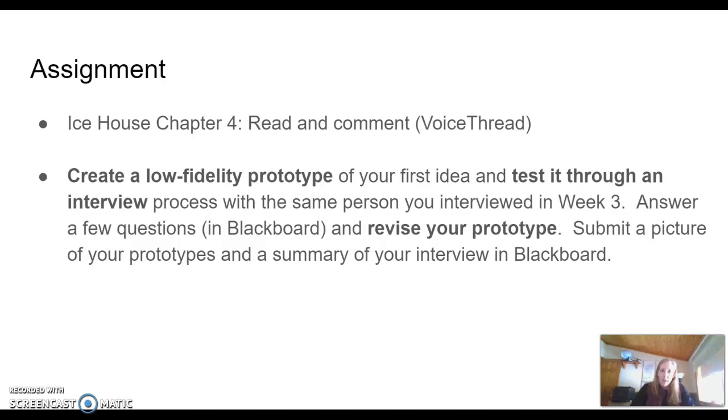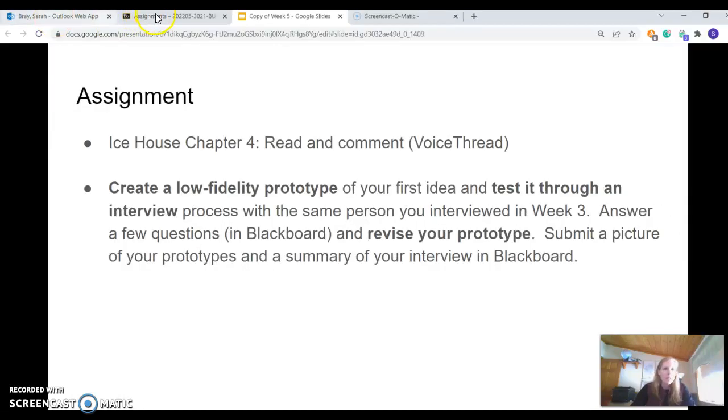So in summary, you've got chapter 4 for Ice House, and you also have your low fidelity prototype. You're going to create a prototype, test it through an interview process, and then answer a few questions in Blackboard. I also want you to go back and revise your prototype and submit a picture for me of that prototype and a typed summary of your interview. Let me show you what that's going to look like.